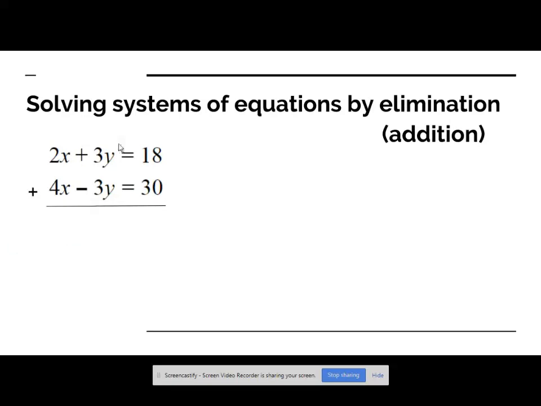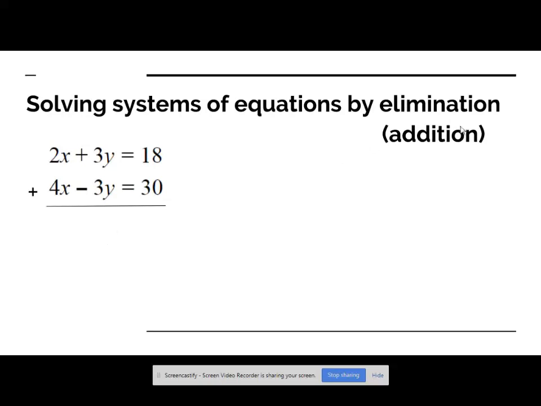We're going to line those x's and y's up, and we're just going to add. We're going to add the x's together. We're going to combine like terms. We're going to say 2x plus 4x, 6x, and 3y minus 3y, or really 3y plus a negative 3y, because this is like a negative 3. 3 plus negative 3 is 0.